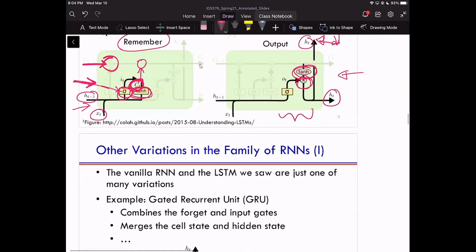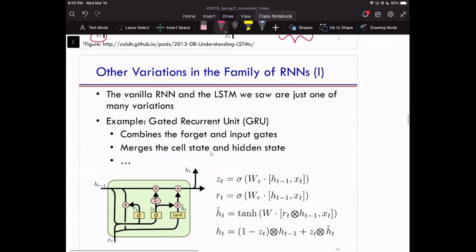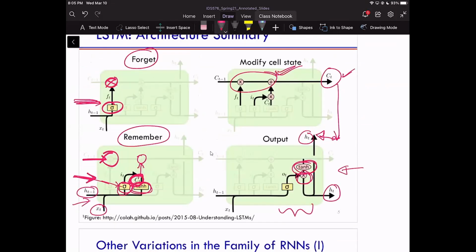So Professor, any questions? I have a question. Yeah, go ahead. So the global information that we are carrying, so CT, where are we actually using that information to calculate HT? That's in this output, right?